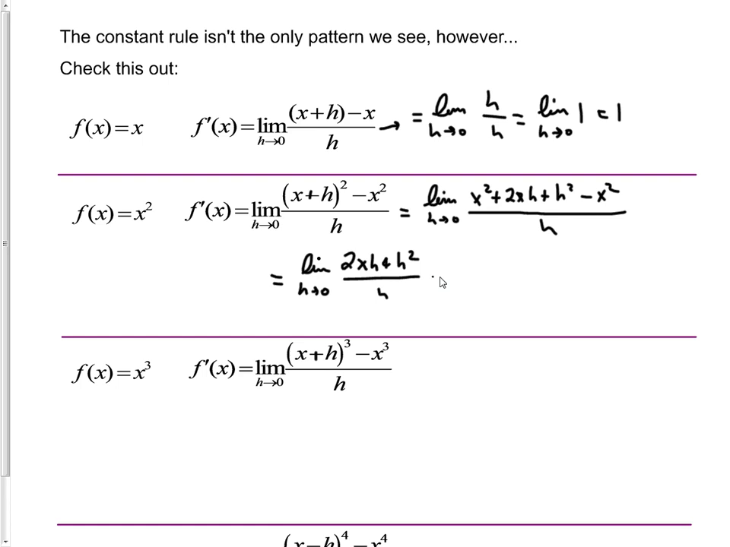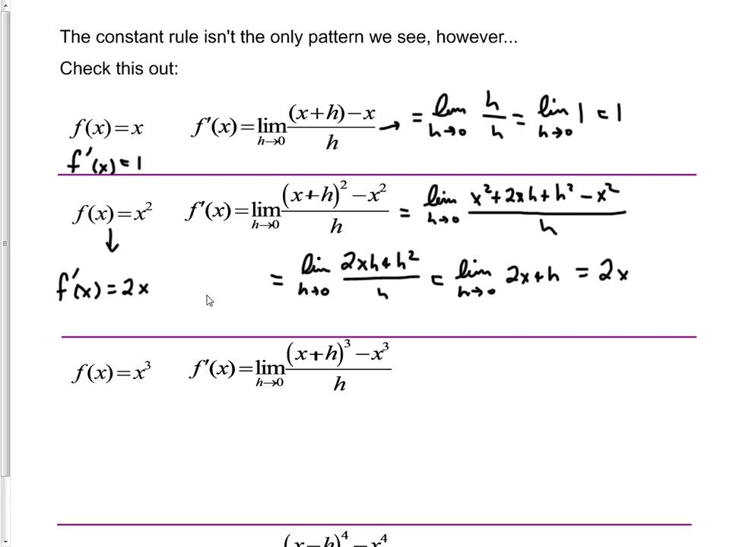Since h is a common factor to both terms in the numerator, we can divide it out, and we're left with the limit as h approaches 0 of 2x plus h, and as h goes to 0, we're left with 2x. So if f of x is equal to x squared, f prime of x is 2x. Interesting things so far, right? I'm not sure I see a pattern yet.